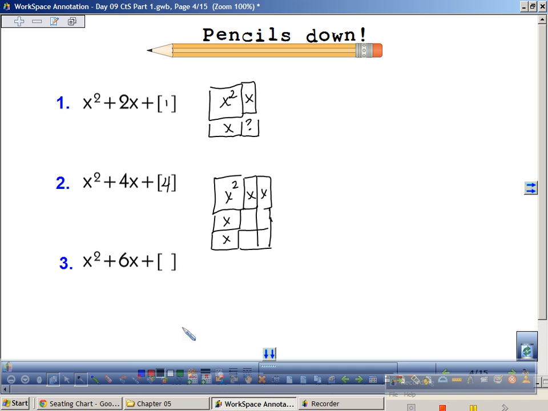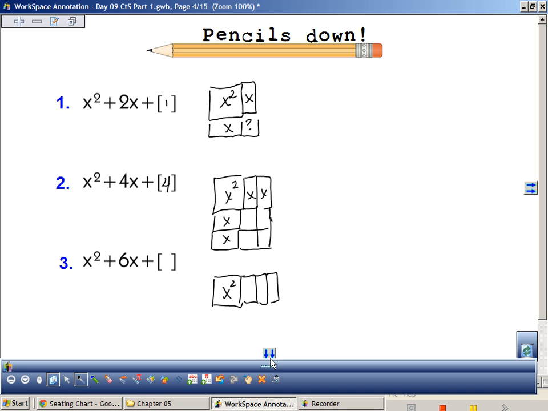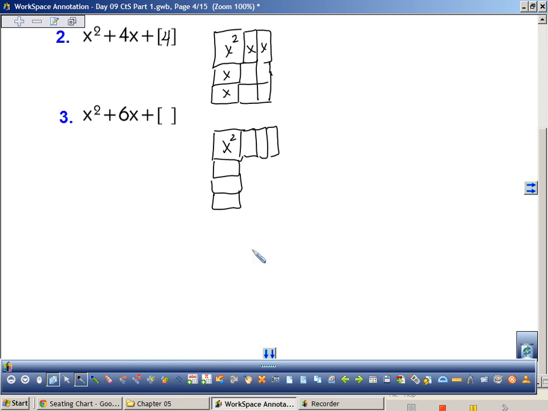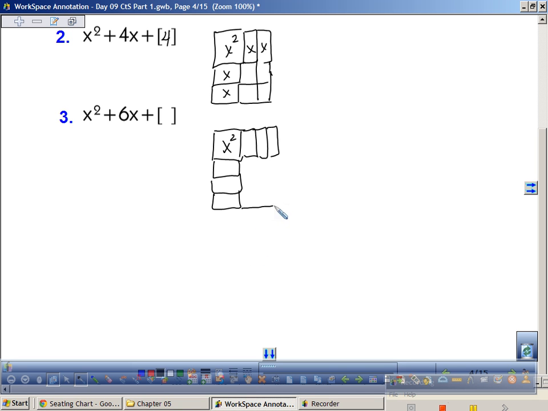How about this one? X squared. I've got 6 x's. What am I going to do with 6 x's? Split them up. So I've got 1, 2, 3 on this side. 1, 2, 3 on this side. What would complete this square? The 3 by 3, right? 9.